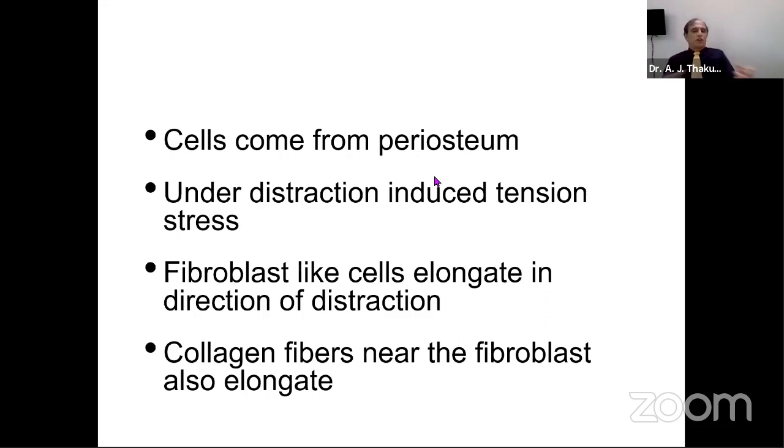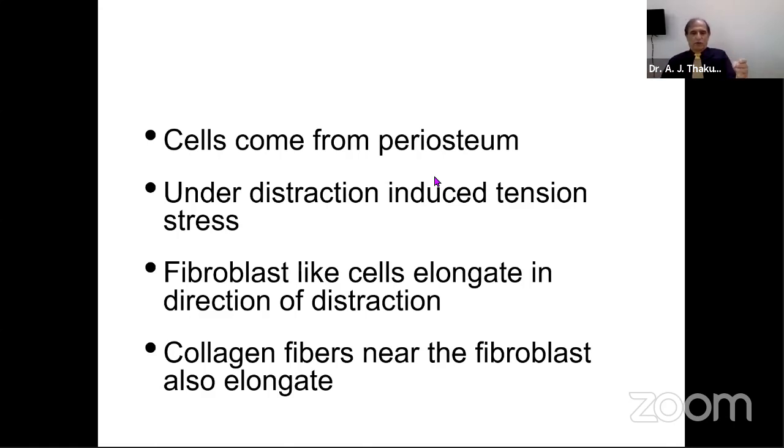The fibroblast elongates in the direction of the distraction. Even if the direction of distraction is at right angles to the long axis of the bone, it will still form the callus. So if you want to expand a bone, one can give a transverse traction and get a thicker bone, if possible. In the mandible, they do this all the time. In orthopedics, we are not doing it. In the mandible, they increase the thickness by doing a distraction technique.